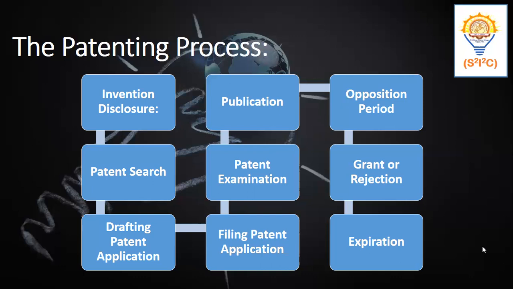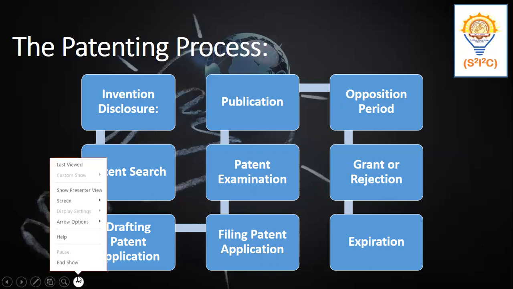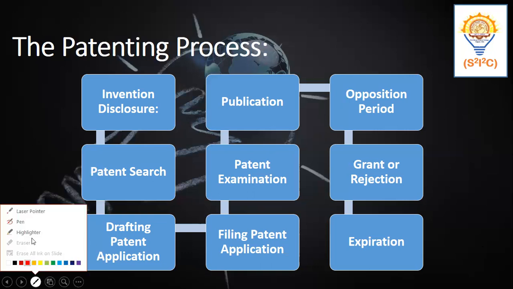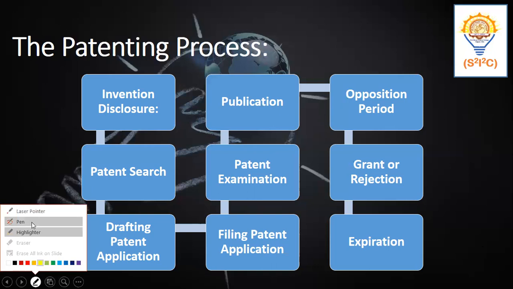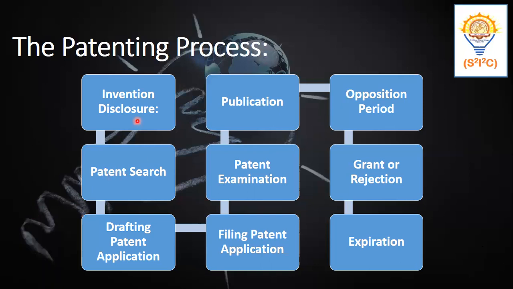There are two types of applications. One is the provisional application and the other is the complete specification. Provisional specification means just disclose your idea, with the abstract, a background and some forms.